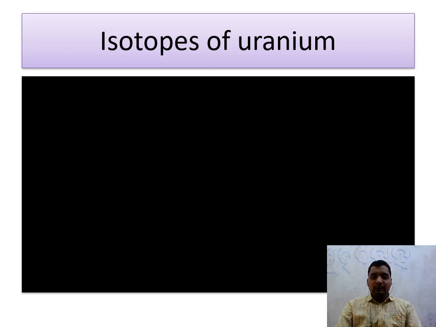Isotope of uranium: for nuclear fission, which isotope of uranium will we use? What is an isotope? Same atomic number, different mass number. Uranium has 3 isotopes: uranium-235, uranium-236, and uranium-238. But 236 is fully unstable. 235 and 238, compared to 236, are stable.